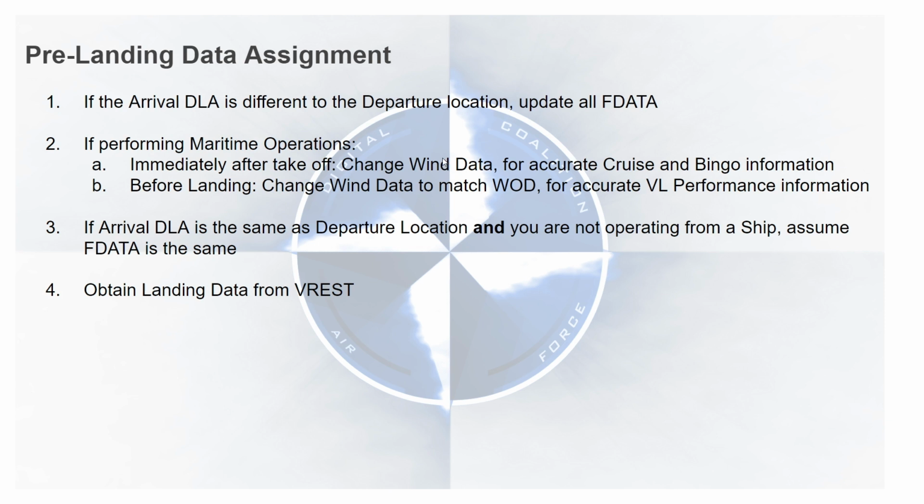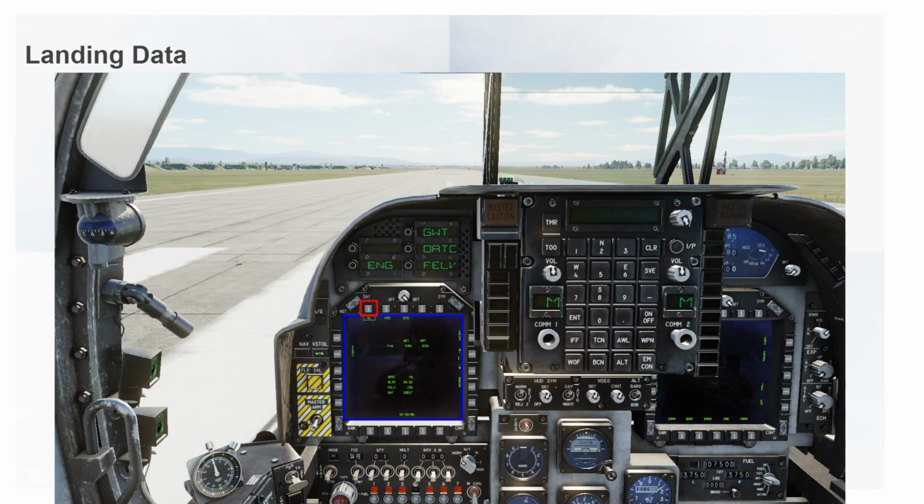You can obtain all landing data from the VREST, and you should do this before you land. To do this, say we're actually in the cruise. I know this is on the ground, but let's say we're in the cruise. Our F data hasn't changed, but we've assumed we've already done that. We hit the VL button, and you can see you've got your wet and dry values.